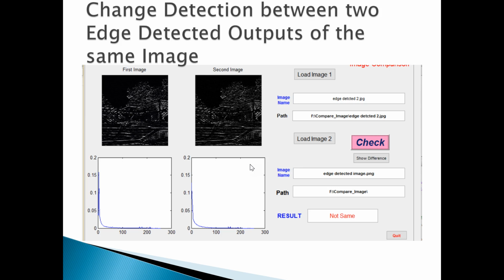So this one is the change direction between two edge detected outputs of the same image. The output obtained was not the same, and even the graphs look different. You can see the blue line going past the 0.15 mark here, whereas it stopped after it crossed 0.1 here.